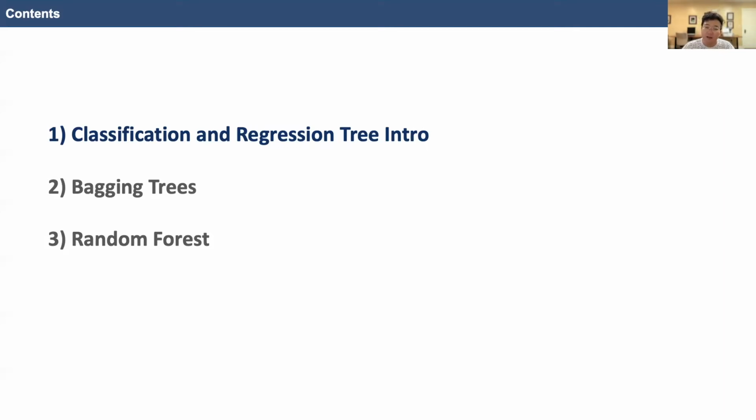Hence, in the next module, I will also introduce bagging and random forest methods. Each of these approaches involves producing multiple trees, which are then combined to yield a single consensus prediction. We will see that combining a large number of trees can often result in dramatic improvements in prediction accuracy at the expense of some loss in interpretation.